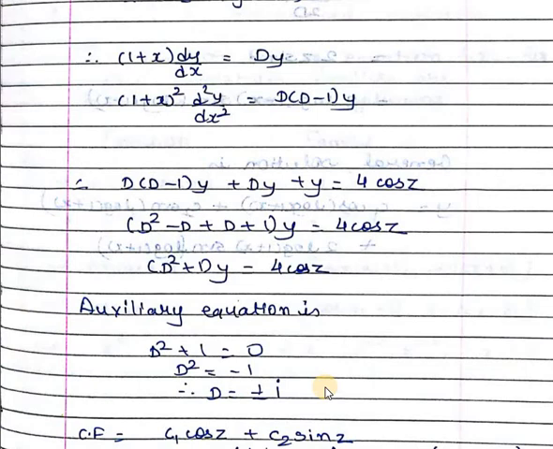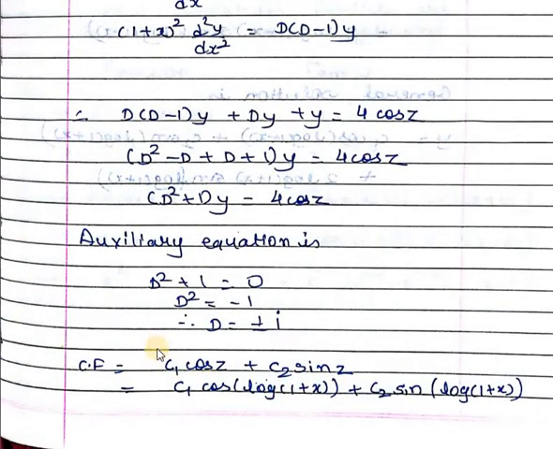Okay, therefore CF is given by e raised to alpha z in bracket c1 cos beta z plus c2 sin beta z. But we know that alpha is 0, therefore e raised to 0 z will be 1, and here beta is 1, so it will be c1 cos 1z plus c2 sin 1z. But our final answer should be in the form of x, therefore replacing z by log (1 plus x). So the final answer of CF will be c1 cos log (1 plus x) plus c2 sin log (1 plus x).